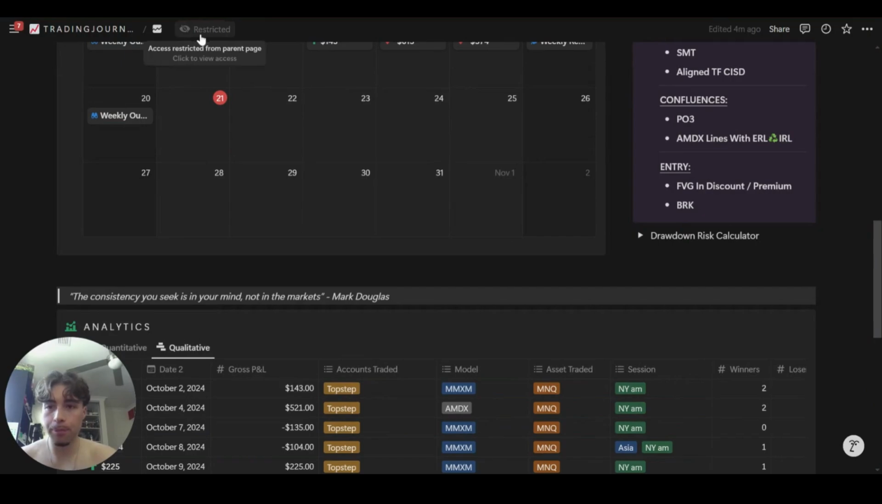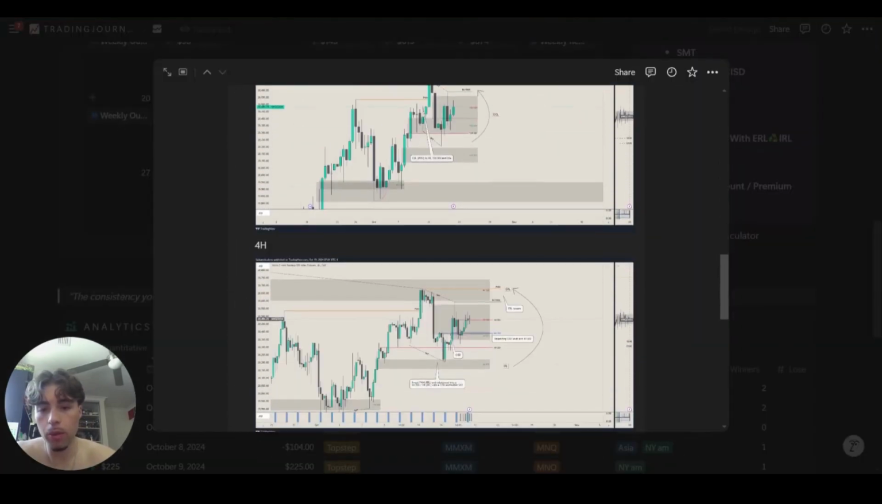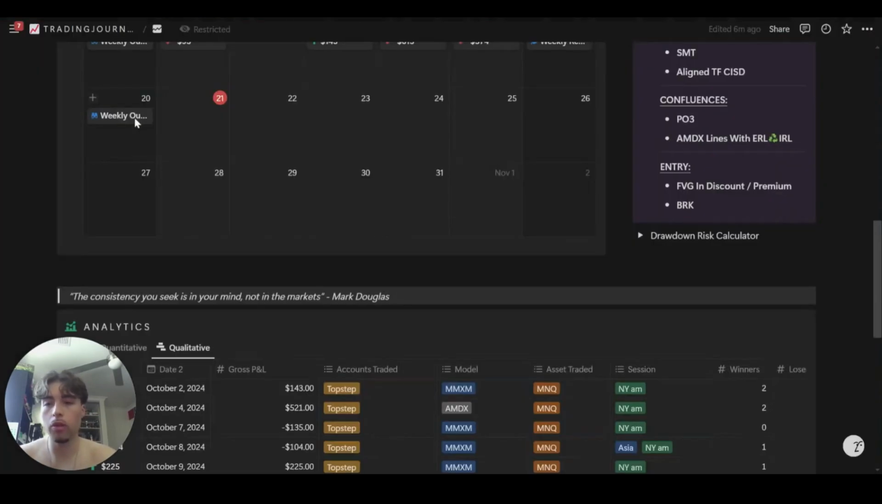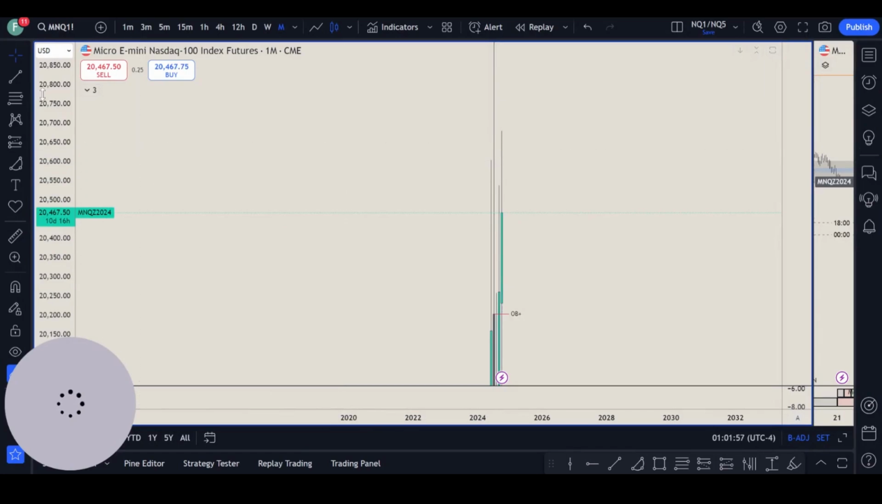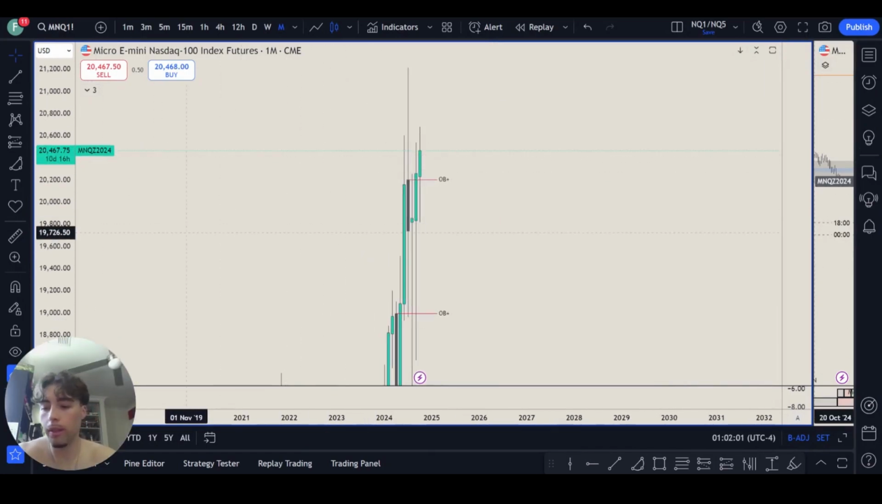So the weekly outlook. If we click here, I've annotated pre-recording what I expect for the week. Yep, so I'll just go over on the chart and we can start that right now. So right here, we're in the monthly chart. We're going to do a top-down analysis.